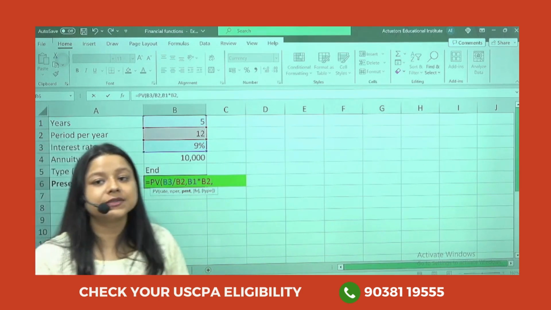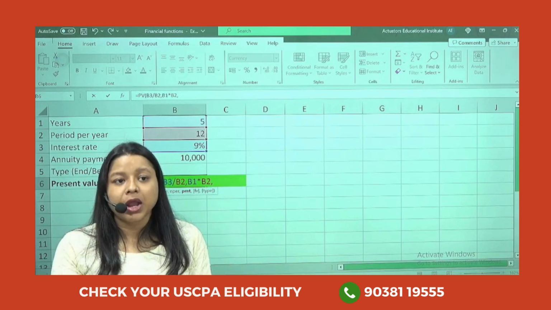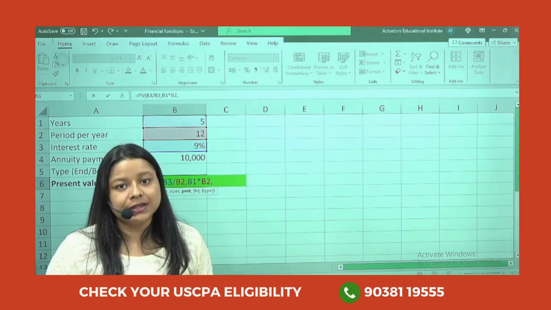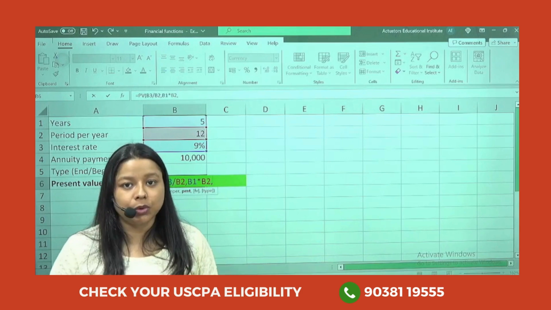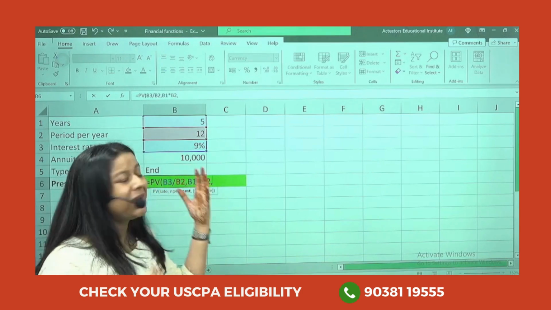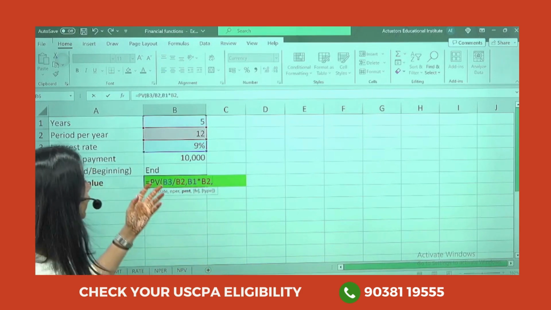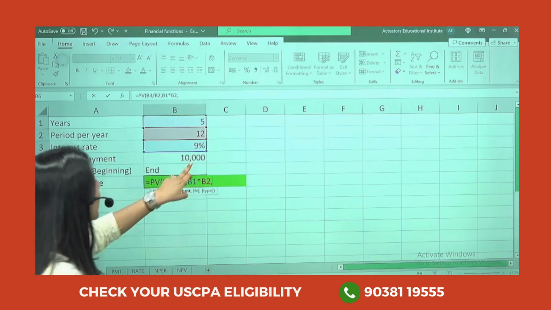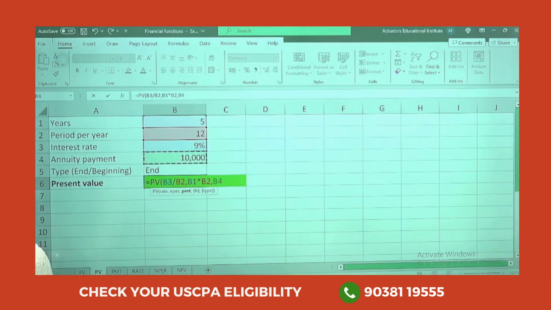PMT again. PMT stands for the periodic payments that you are making, equal periodic payments that you are making. This can be monthly payments, quarterly, annually, whatever. Here we are taking monthly payments and that is of 10,000. So I'll just select the 10,000 cell.